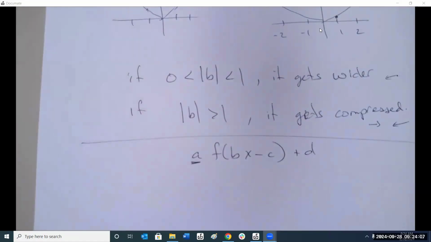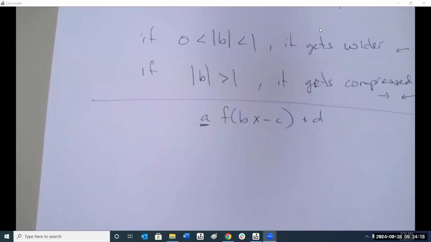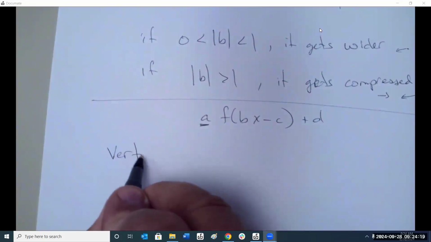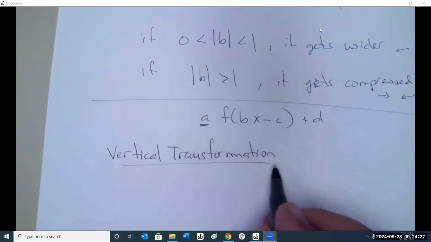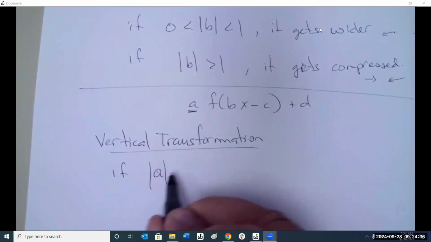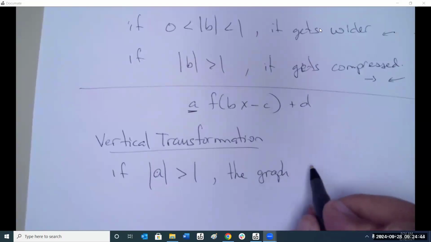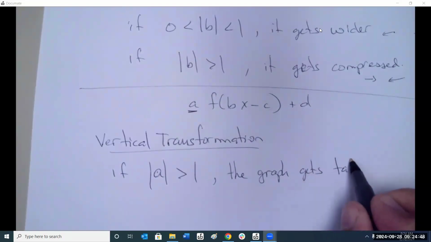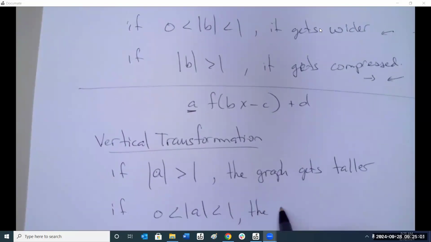Now for the a value, remember, anything that happens outside of the function is a vertical transformation. A vertical transformation. In other words, if the absolute value of a is bigger than 1, the graph gets taller. If the absolute value of a is between 0 and 1, the graph gets shorter.